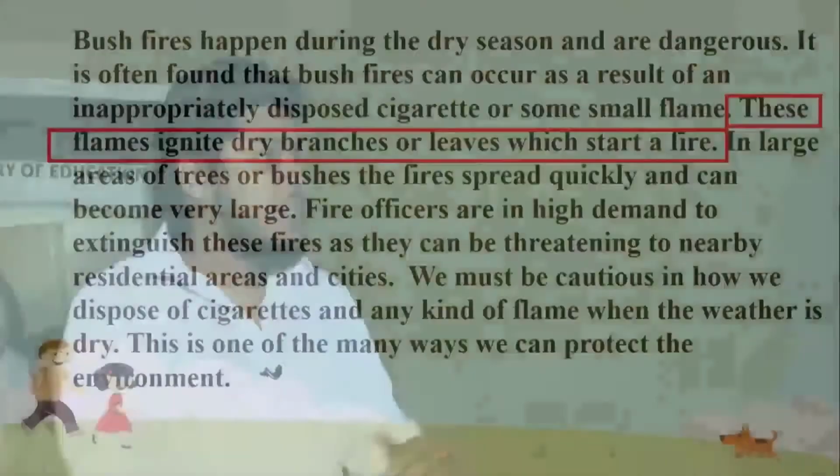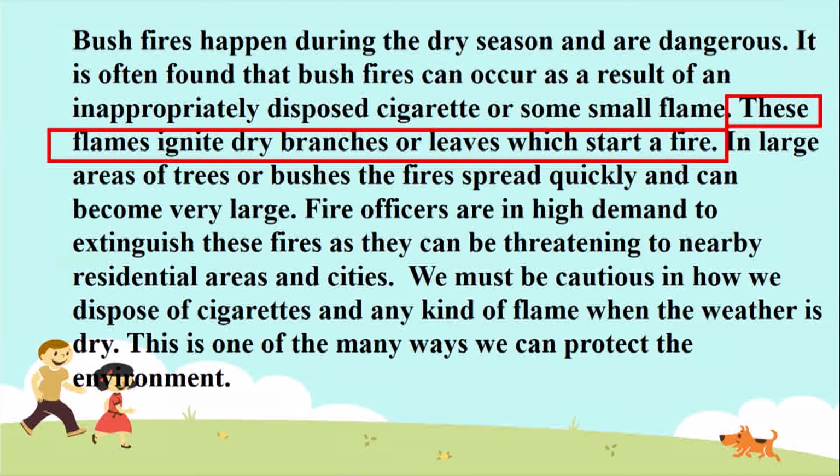So the first thing I thought about, these flames ignite dry branches or leaves which start a fire. Now, if you look at this sentence, it focuses on branches and leaves. So my process now of thinking, I have to go through the paragraph and see if the other sentences support the fact that branches and leaves start a fire. Now understand me, we know that with bushfires, branches and leaves start a fire. But I want to know if in this paragraph, all the other sentences are supporting this one sentence.